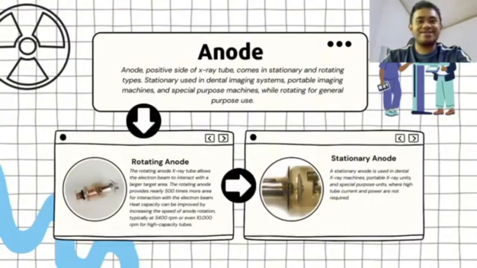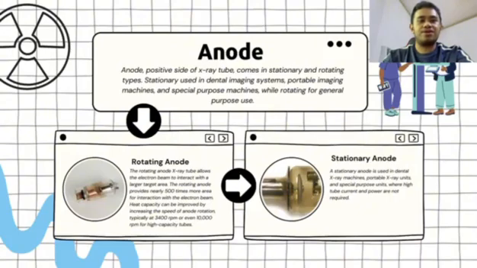Anodes in X-ray tubes come in two main types, stationary and rotating. The rotating anode X-ray tubes offer an advantage over their stationary counterpart. It allows the electron beam to interact with a much larger target area. This increased target area enables higher tube currents and shorter exposure times, enhancing the efficiency of X-ray production. Stationary anode X-ray tubes are used in dental X-rays and other portable imaging systems in which a high tube current and power are not required.